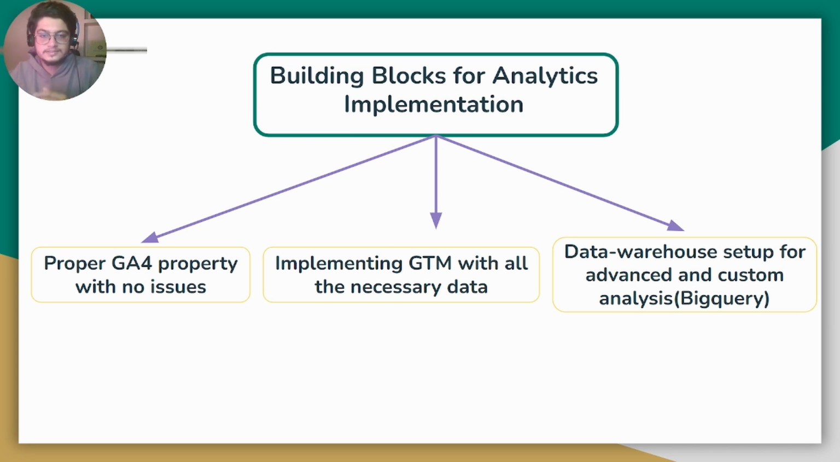And the second part is proper implementation in Google Tag Manager. We need to collect all the necessary data that we need to create this level of reports. So GTM is probably the most important aspect in creating a good analytics implementation. And the next part is, for more custom and advanced analysis, we need a data warehouse or a data lake such as BigQuery. So these are the building blocks of analytics implementation.